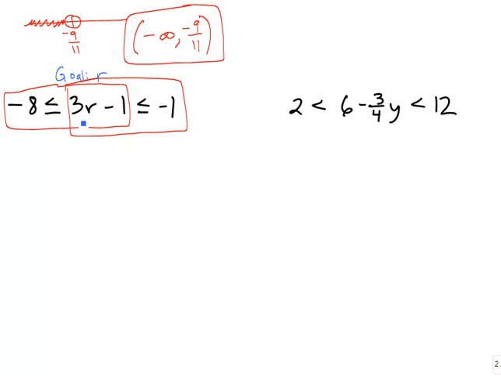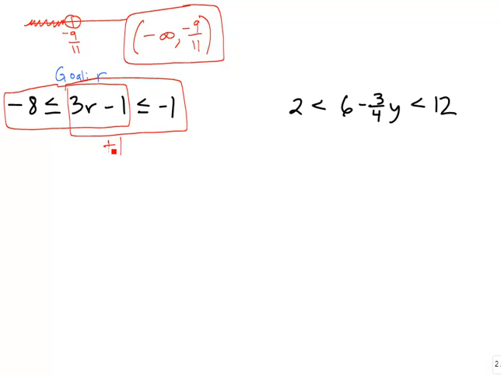That would require getting rid of this 3 and getting rid of this minus 1. Which one do I need to get rid of first? Usually we get rid of the one that's farthest away from your variable. So I'm going to get rid of this minus 1 first. How do you undo subtracting 1? You add 1.